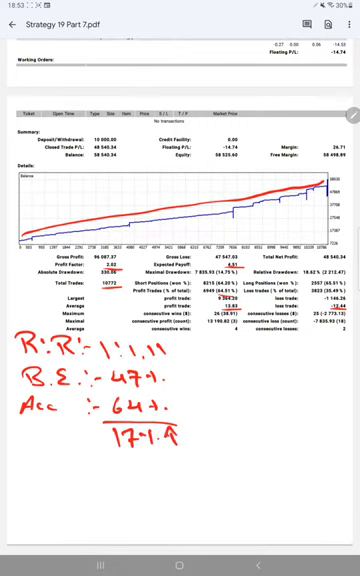So if you are also looking to get the same profit on your account, you can connect this strategy and you can also earn the same profit on your account.